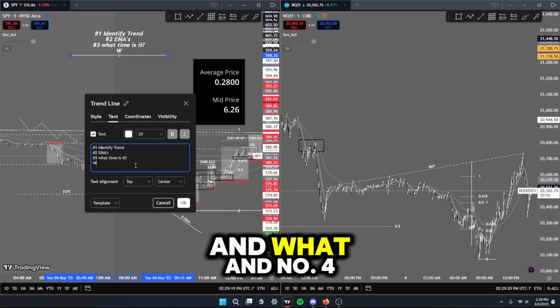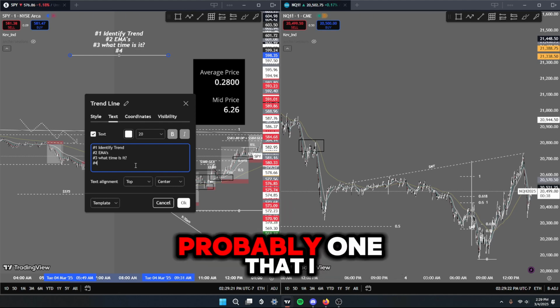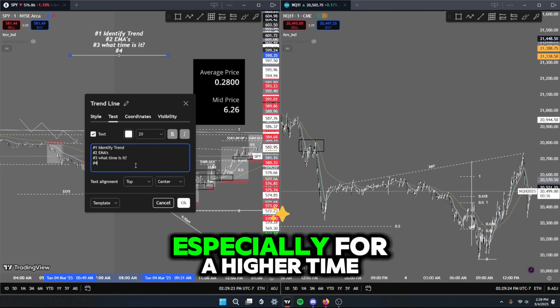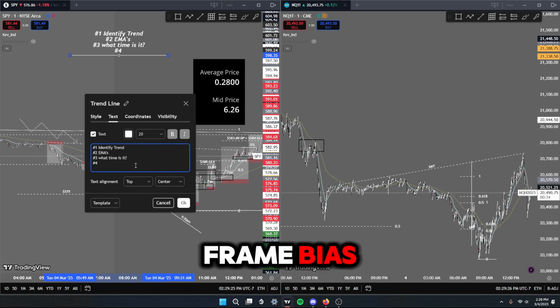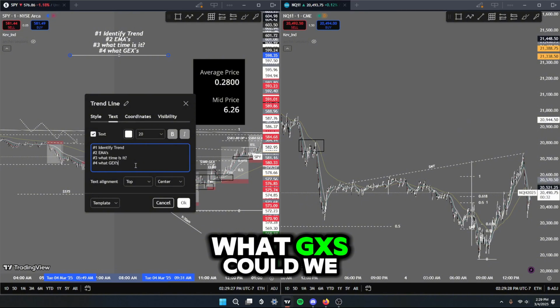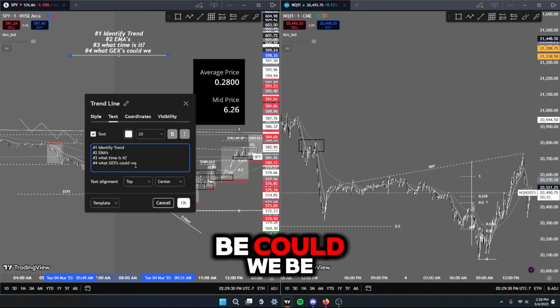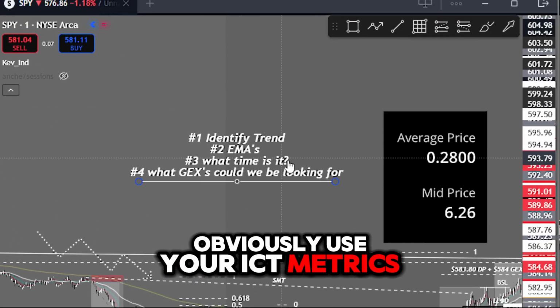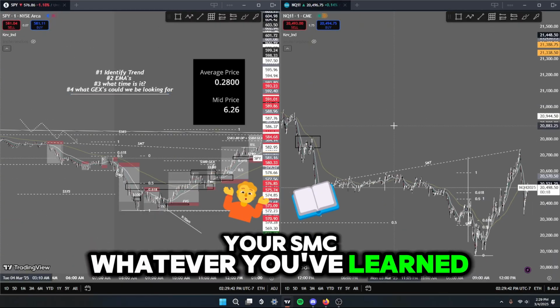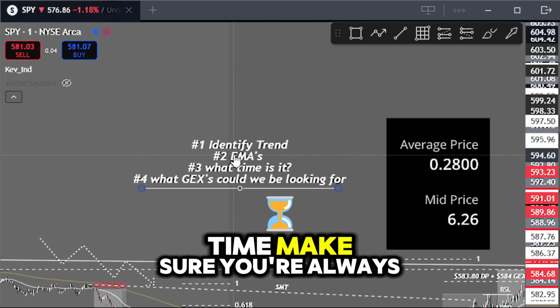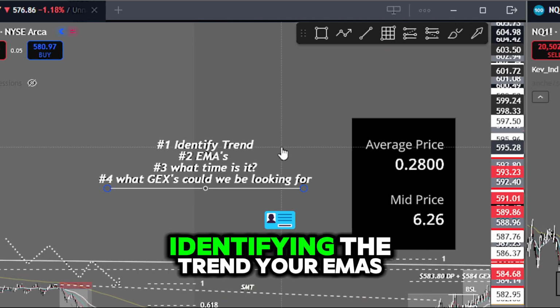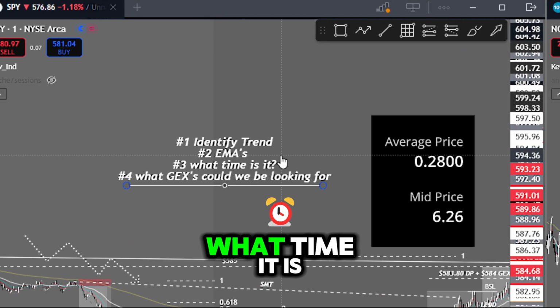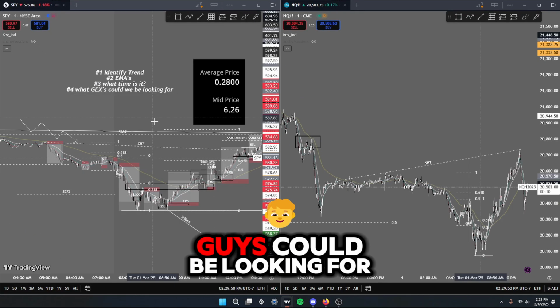And number four, probably one that I really like to look for, especially for a higher time frame bias, what GEXs could we be looking for? Obviously, use your ICT metrics, your SMC, whatever you've learned, but at the same time, make sure you're always looking at identifying the trend, your EMAs, what time it is, and what GEXs you guys could be looking for.